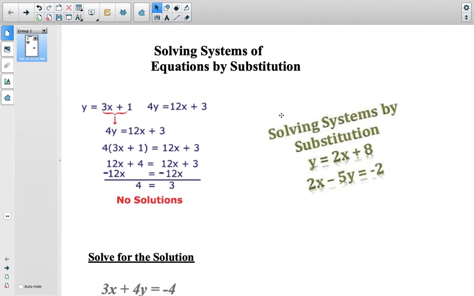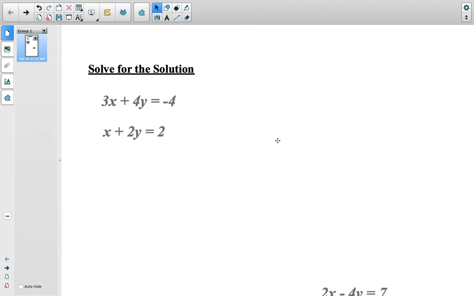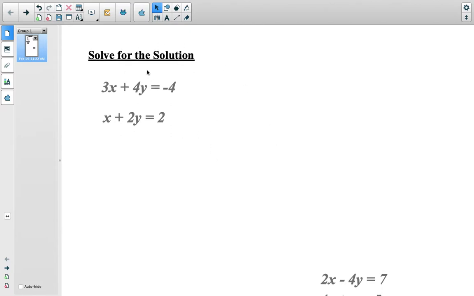All right, part two to solving systems of equations. So the other technique I'm going to teach you to solving systems of equations is called substitution. When we substitute something, we're going to plug in something else. I'm just going to go right into the examples because I think it'll make more sense when you see it. So first example, solve for the solution for this system of equations.